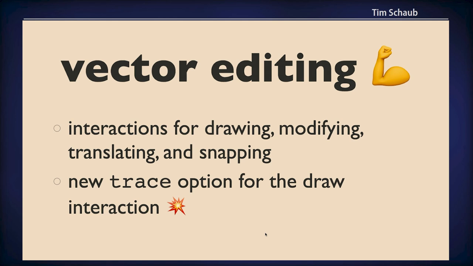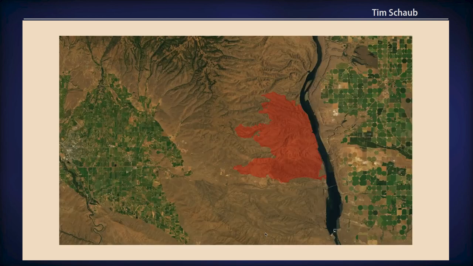Something that's brand new, so new it's not even released, is this trace option for drawing. So what that looks like, I'll show you the existing functionality. Let's say I'm drawing over here on the right. The snap interaction is engaged, so that encourages me to snap these vertices to existing vertices. What's new is the trace option. So as I approach this target feature, I snap to it. If I click on the edge of it, I can now trace out the edge, and then I can go back and snap to finish off.